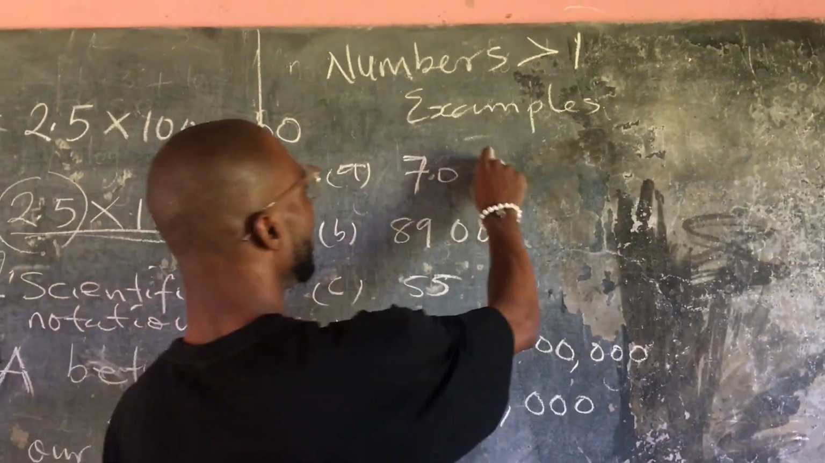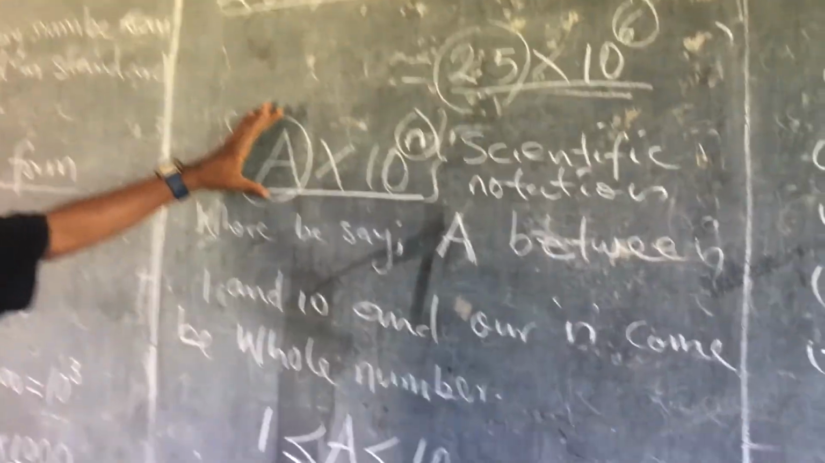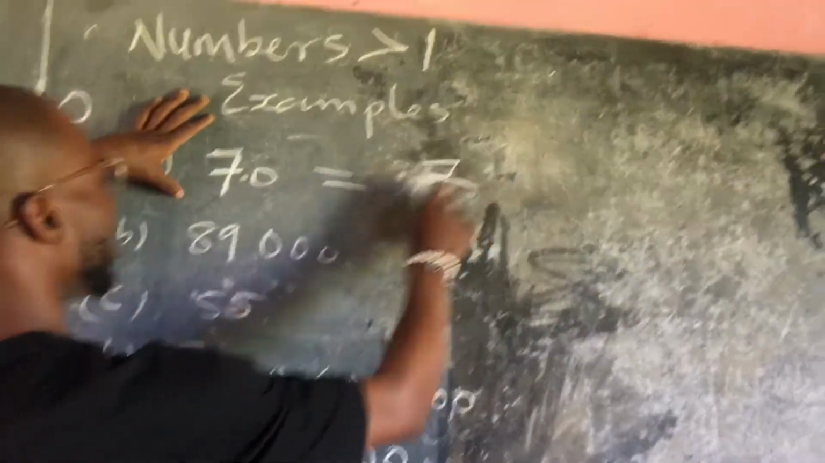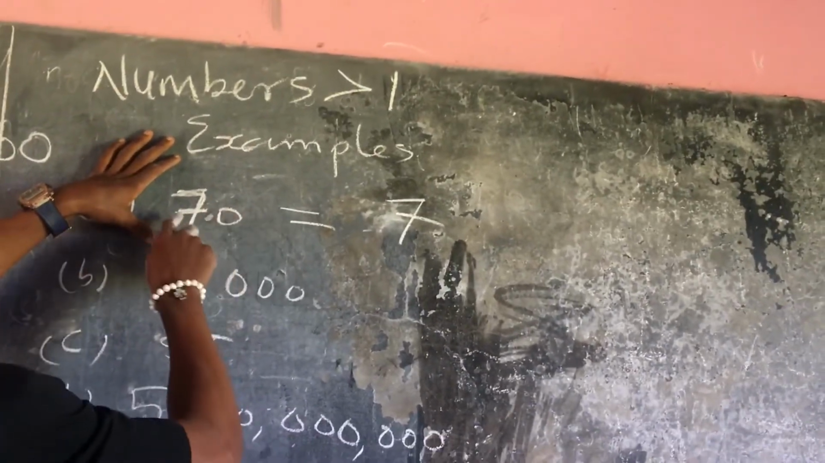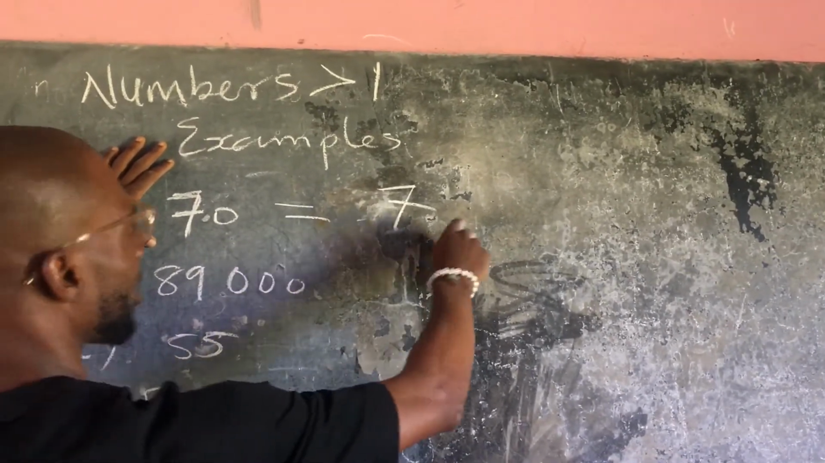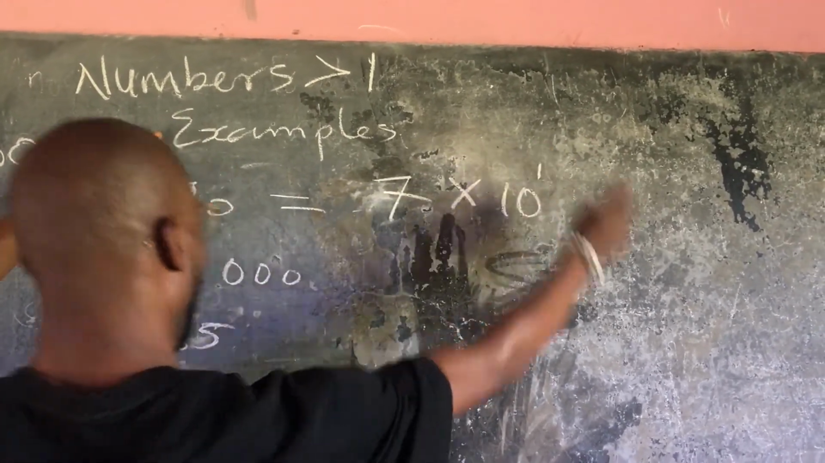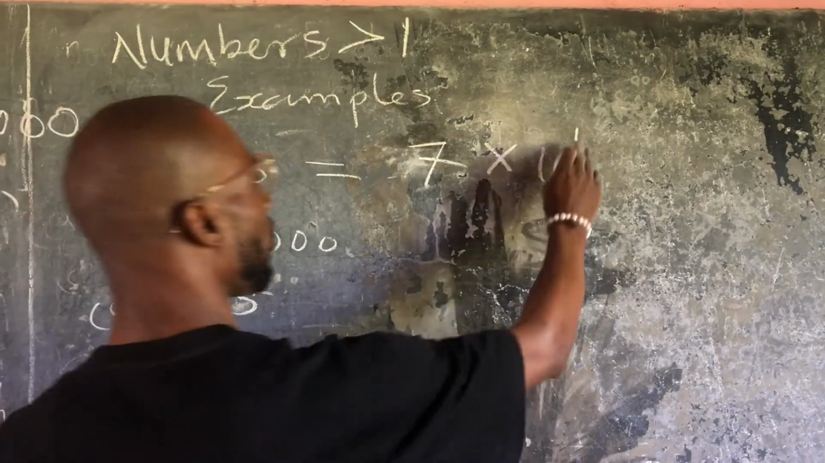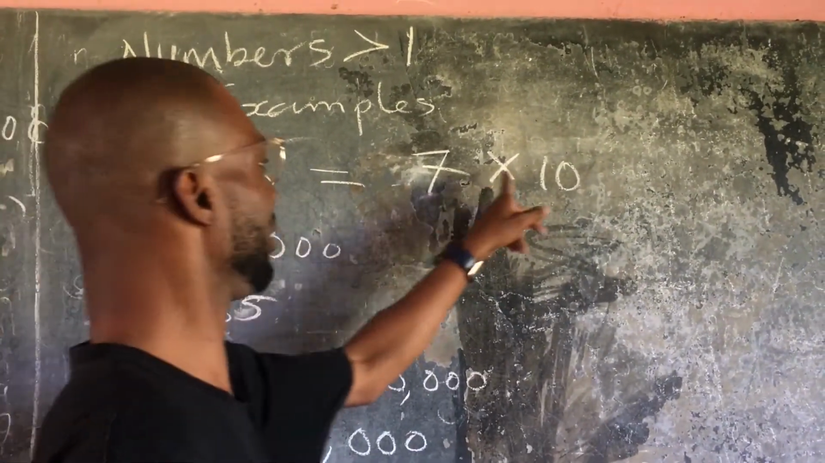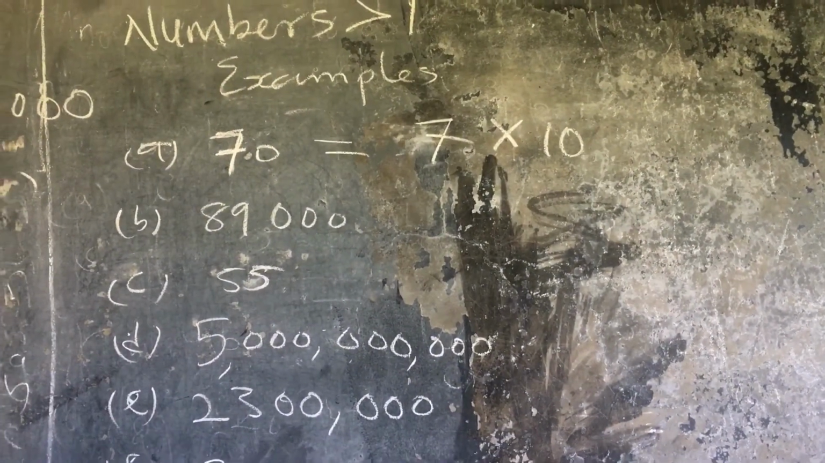Look at this one. This one is 70. So we say that this A will be less than 10. For here now, we just pick this one. 70 is past 10, right? So we just pick 7. 7 is less than 10, right? And then we answer by 10 raised to power 1, and anything raised to power 1 is the same thing. So we just take 7 times 10. So we have expressed it in standard form.